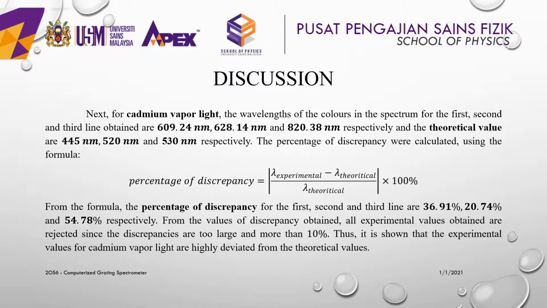Next, for cadmium vapor light, the wavelength of the colors in the spectrum obtained are 609.24 nanometer, 628.14 nanometer, and 820.38 nanometer, while the theoretical values are 445 nanometer, 520 nanometer, and 530 nanometer. The percentage of discrepancy for cadmium vapor light are 36.91%, 20.74%, and 54.78% for the first, second, and third spectral line respectively. From the values of discrepancy obtained, all experimental values are rejected since the discrepancies are too large, more than 10%.